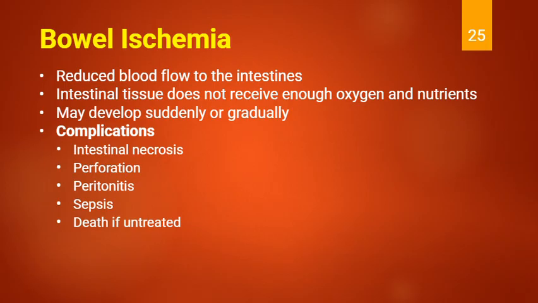Bowel ischemia occurs when blood flow to the intestines becomes insufficient to meet the metabolic needs of intestinal tissues. Blood carries oxygen and nutrients that are necessary for tissue survival. When the blood supply is reduced or blocked, the intestinal tissue can become damaged. Bowel ischemia may develop suddenly, which is called acute bowel ischemia, or gradually over time as a chronic condition.